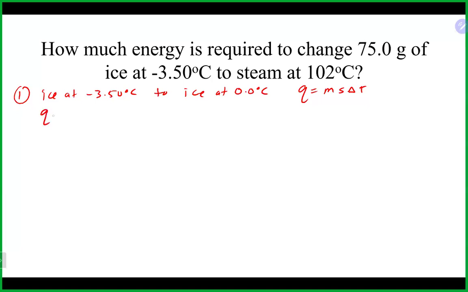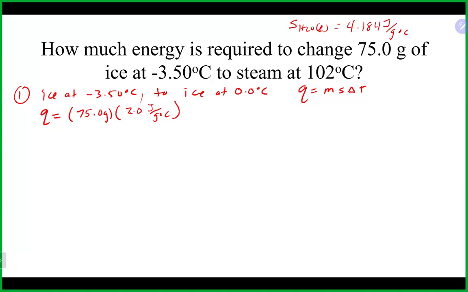In this case, Q is going to equal our mass, which is 75 grams. We're going to use our specific heat capacity, so this is really important. We all have memorized in our head, right, the specific heat capacity of liquid water is 4.184 joules per gram per degree Celsius. This is not liquid water, this is ice. So the specific heat capacity for ice is different than for liquid water. It's around 2, actually 2 joules per gram per degree Celsius.